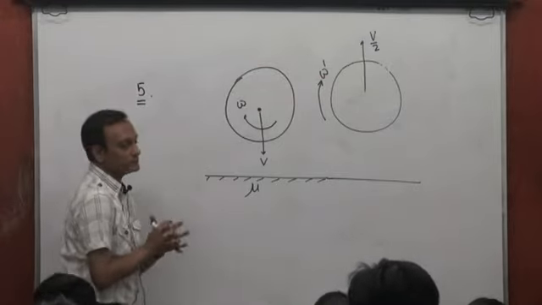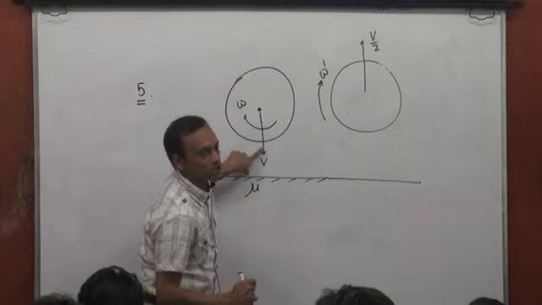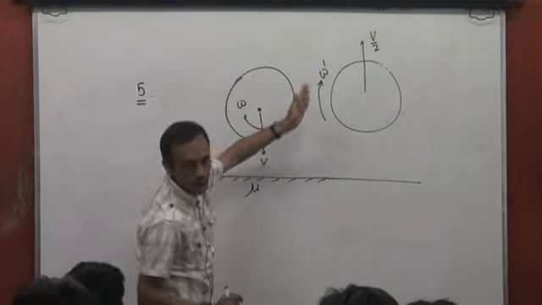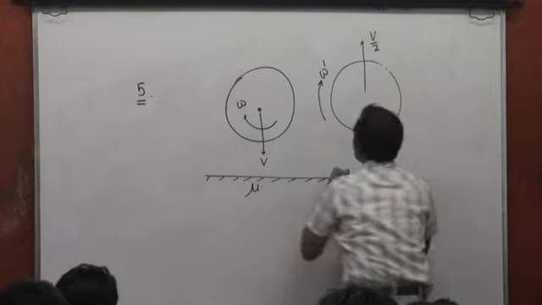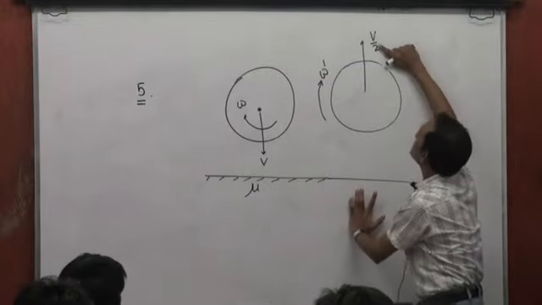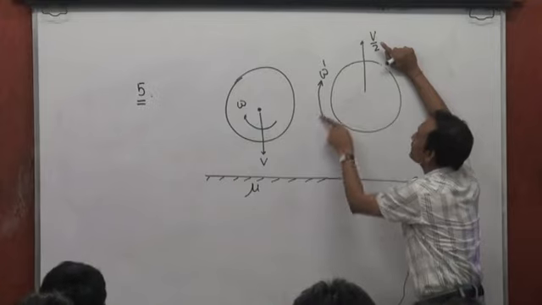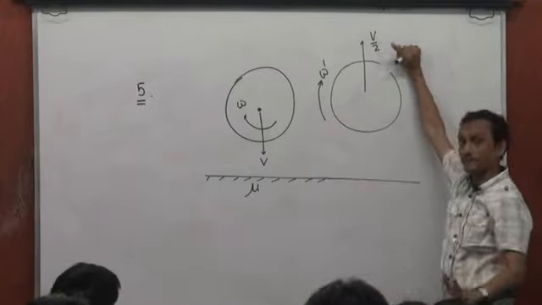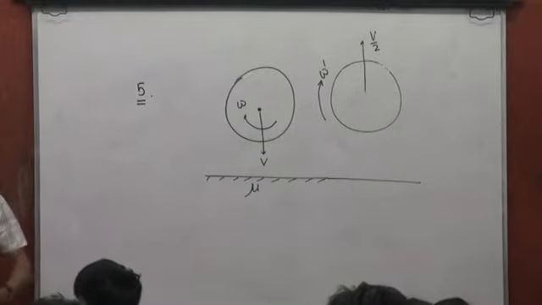See what's happening here. Just before impact, this is the state of the ball: V downwards and omega like this. Just after impact, it's given that this V becomes V by 2, and we need to find what happens to omega. Let's say omega becomes omega prime. Now, what's the physics working in the problem? Let's look at the physics working in the problem.